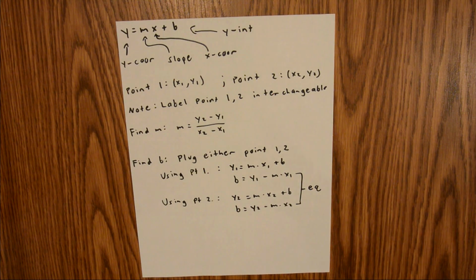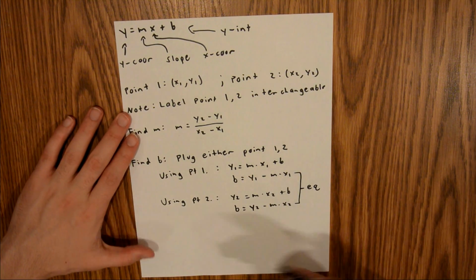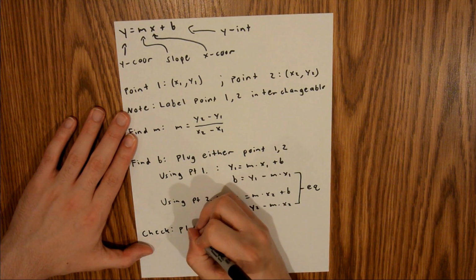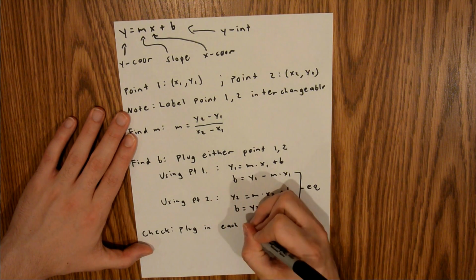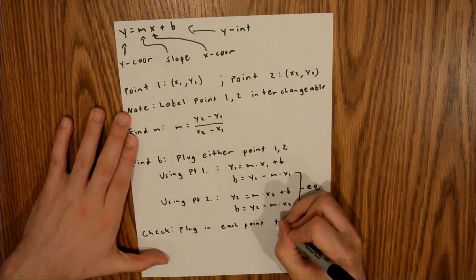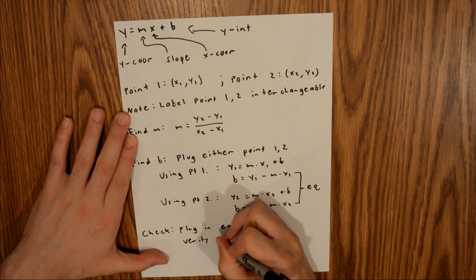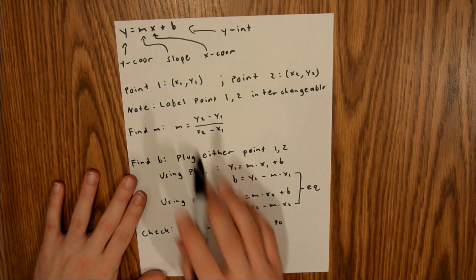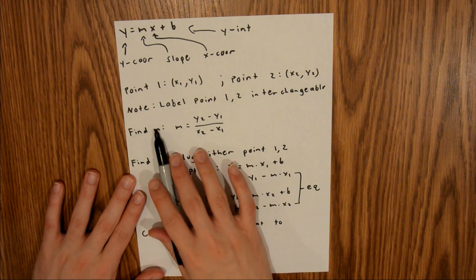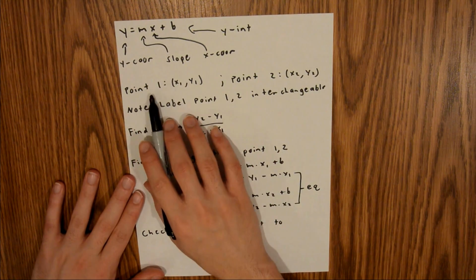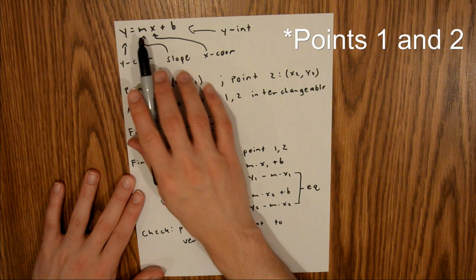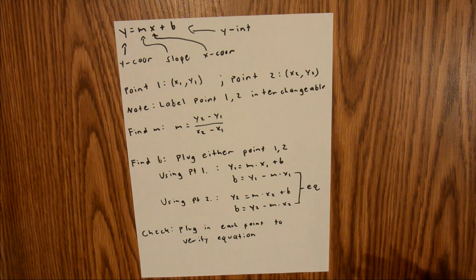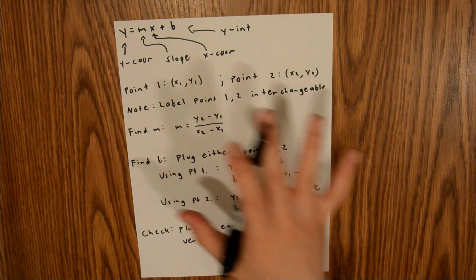But just to be safe, what we can do is actually do a check. With that check, you can plug in each point to verify your equation. And what I mean by that is once you have the slope and y-intercept that you found here and here plugged in, you can take point 1 and plug it in and verify that the left side is equivalent to the right side. And so this is the step-by-step process that you can use to solve problems like this. And now I would like to do an example to prove that all of this works.